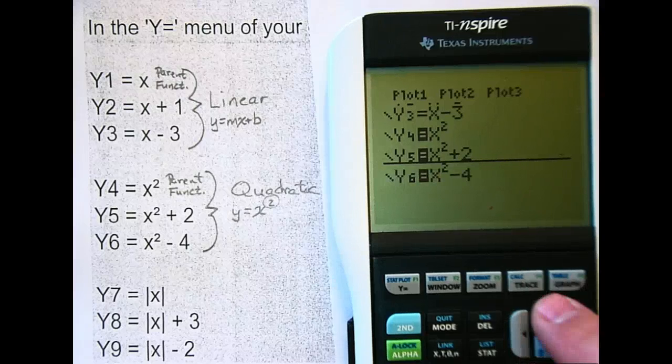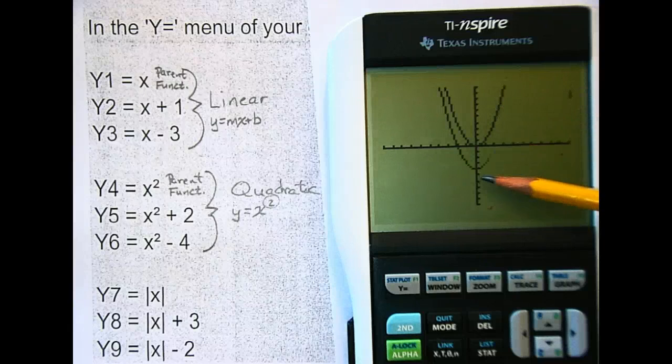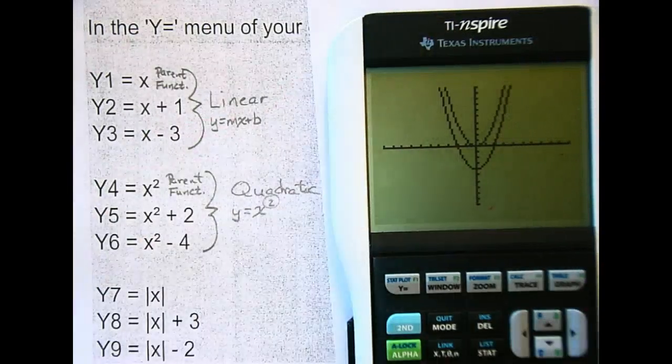Okay, and if I hit that one, let me turn this one off. -4 should do what? Yeah, it drops it down. And it's not wider, it just means the graph shifted down, so it looks like it got a little wider because you can see more of it. Okay?